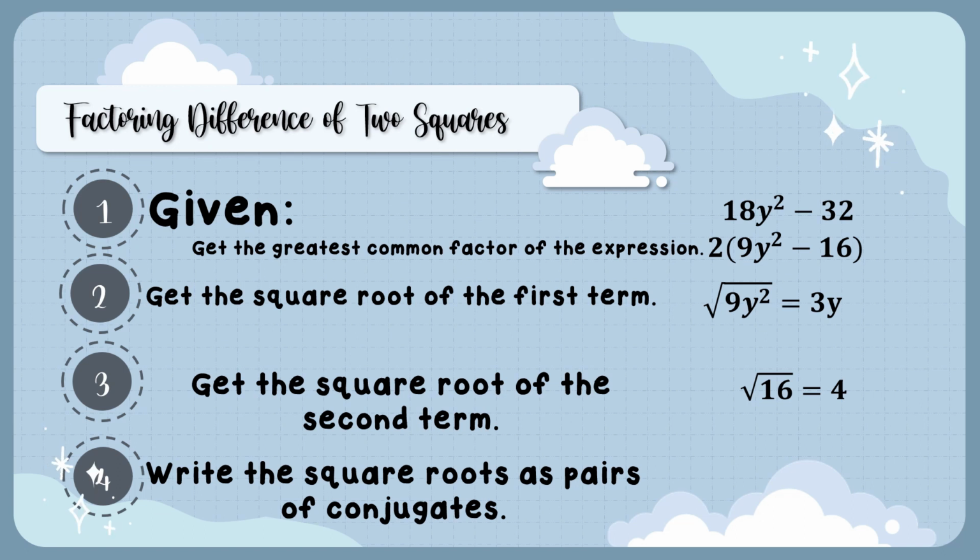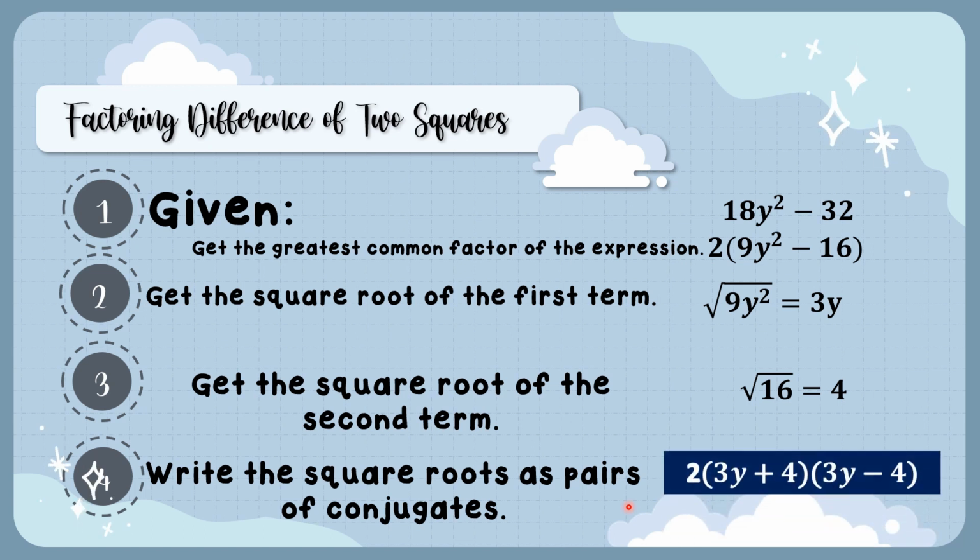And lastly, we are going to write the square roots as pairs of conjugates, but we are not going to forget the greatest common factor 2. And the factored form becomes 2 times the quantity of 3y plus 4 times the quantity of 3y minus 4.